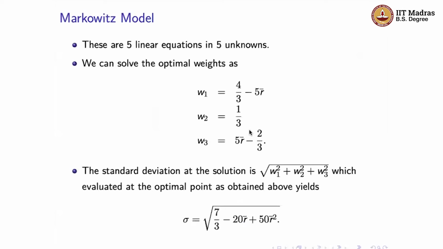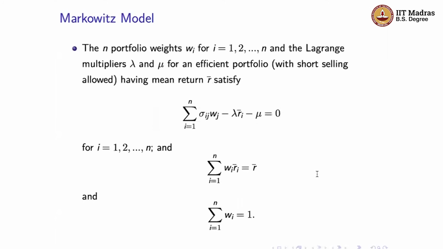What we care about are these optimal weights. And so we end up getting that W1 is equal to 4 by 3 minus 5 R bar, W2 is equal to 1 by 3, and W3 is equal to 5 R bar minus 2 by 3. So the standard deviation at the solution is given by the square root of W1 square plus W2 square plus W3 square. How do we see that?